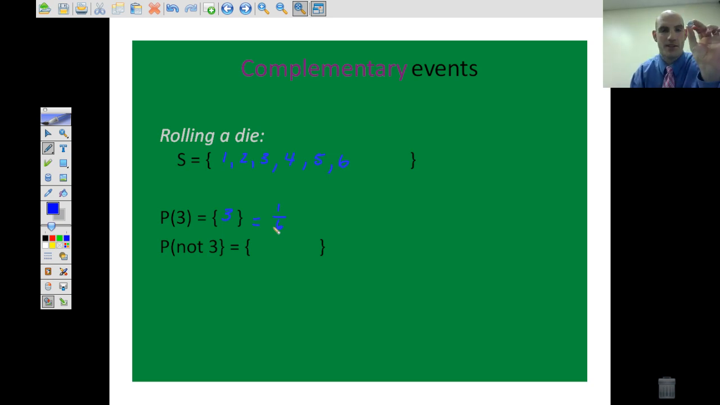Well, if we think about that, that would be 1, 2, 4, 5, or 6. And so the probability of not tossing a 3 is going to be 5 ways out of the 6. Okay? How we would notate this: the probability of the complement, so the probability of the event to the C. This is the probability of the complement.